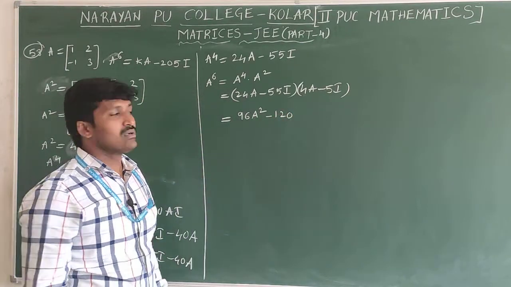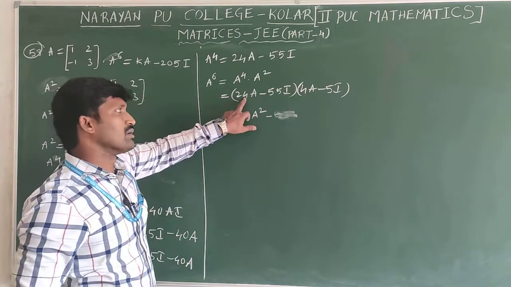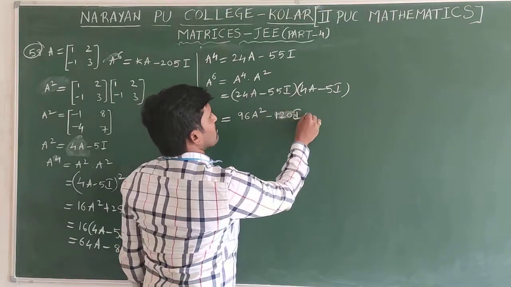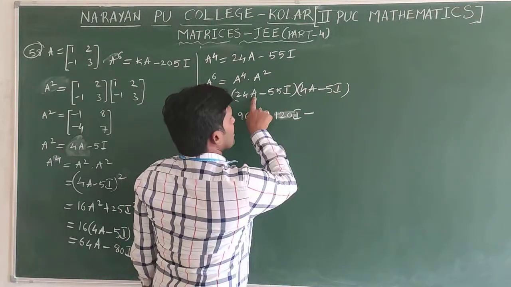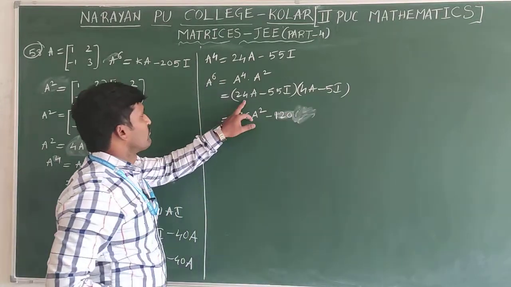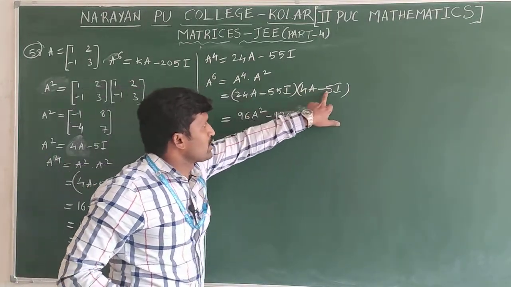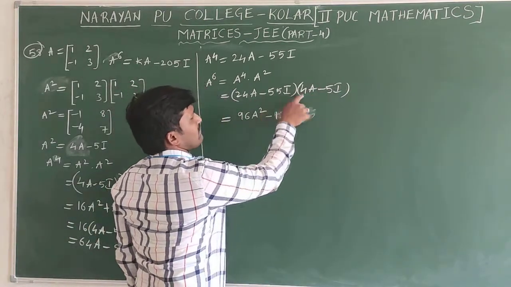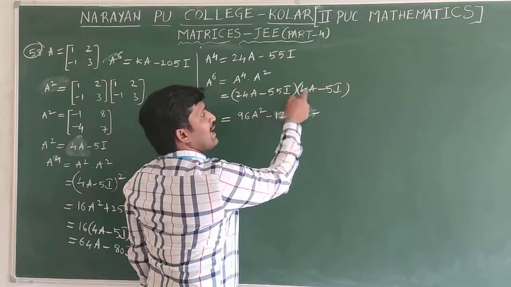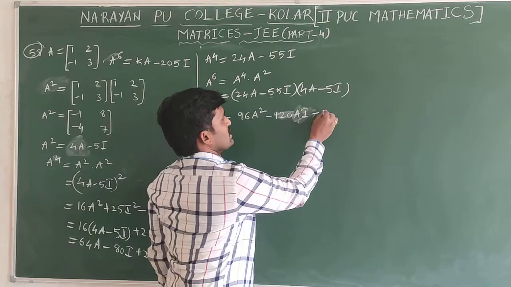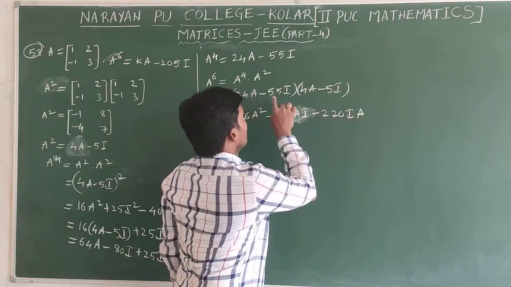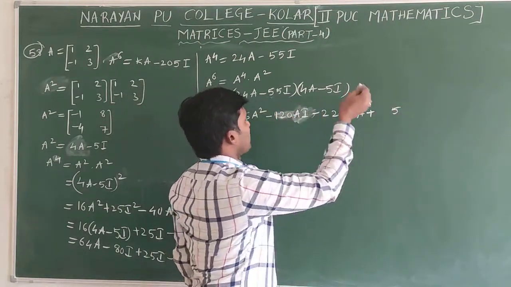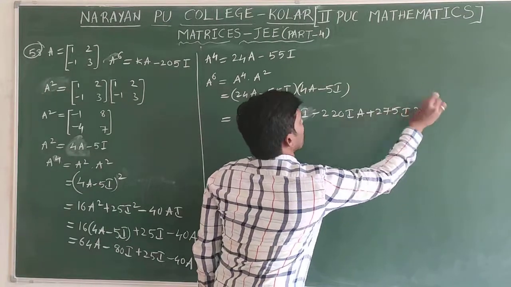Clearly 120, yes, 5 4s are 20, just 120I. Next minus 55 into 4, now 24 into 4 is 96A², okay? 24 into minus 5 is minus 120 A into I. Next minus 55 into 4 is minus 220 IA. So minus of minus plus, 55 5s are 275I².